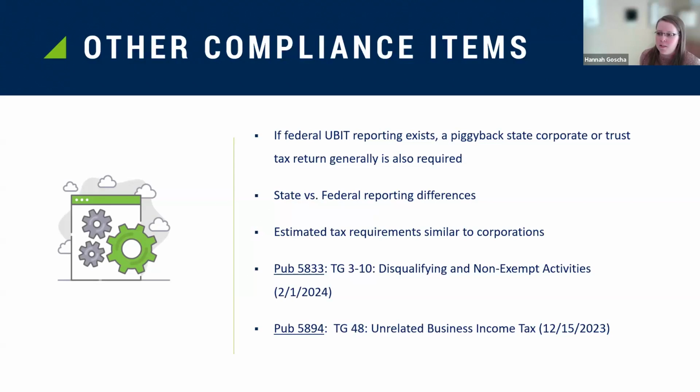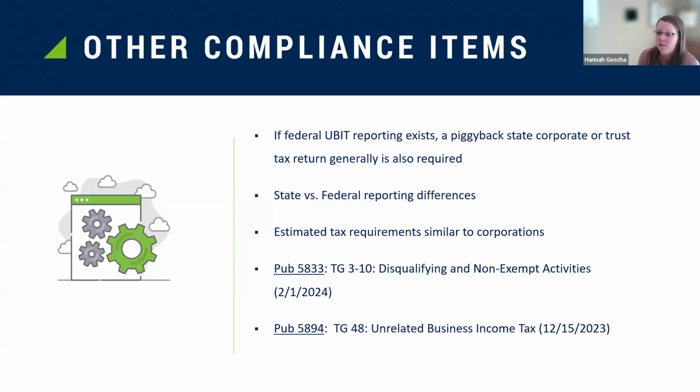Okay, and then some other things to consider. So if you do have a UBIT reporting requirement and you're filing that Form 990T, you also do need to file the related state income tax return. So it's either going to be that 1120N or that 1041N that needs to be filed with the state of Nebraska. Or if you're in another state, you need to look at that state's reporting requirements as well if you have a state filing.